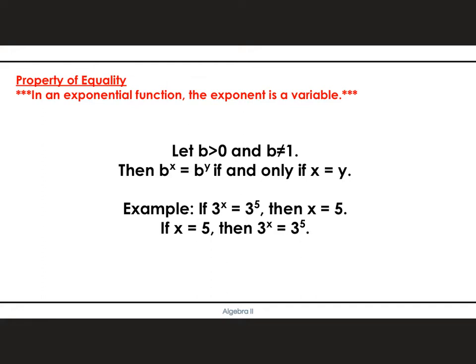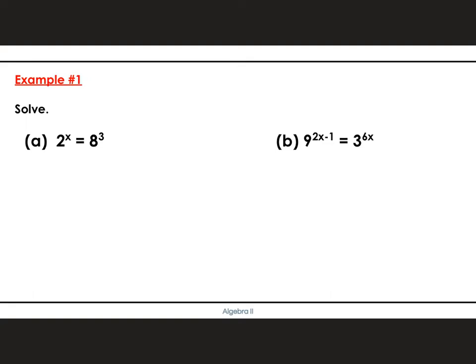So if 3 to the x power is equal to 3 to the 5th power, then x is equal to 5. And because the property says if and only if, that means we read it forward and backwards. So that means that if x is equal to 5, then 3 to the x is equal to 3 to the 5th. As I keep going, please do make sure that you pause to write down everything so that you can have it in your notes accurately. So now that we know this property of equality, let's apply it to some problems to solve them. So we have a couple of examples, so let's look at them.